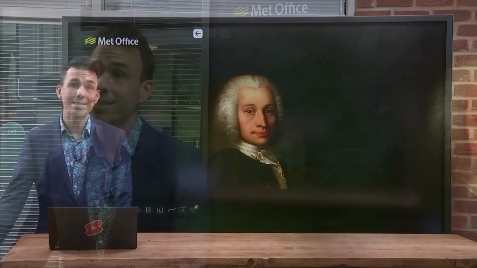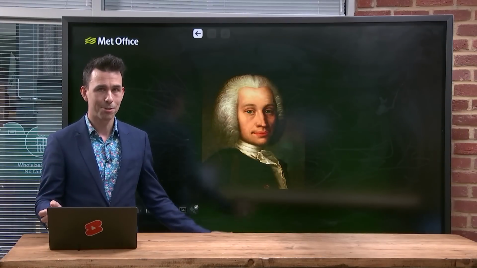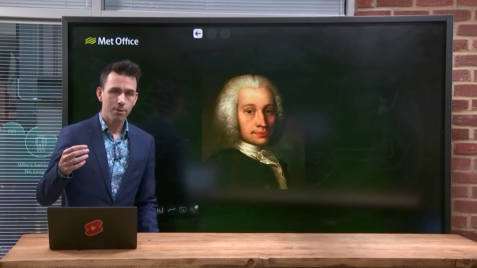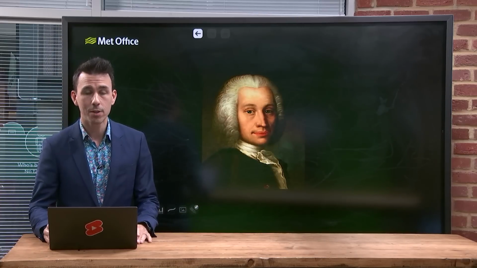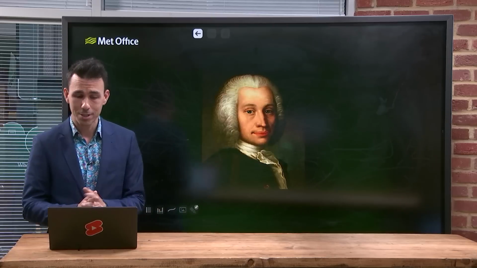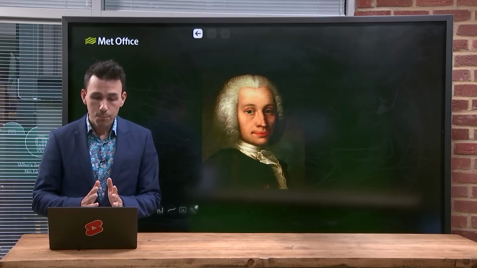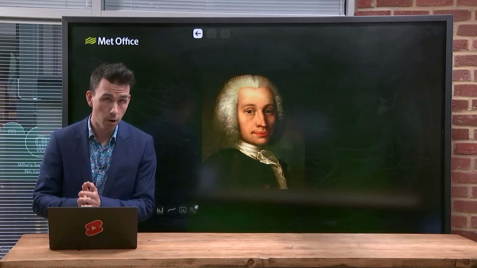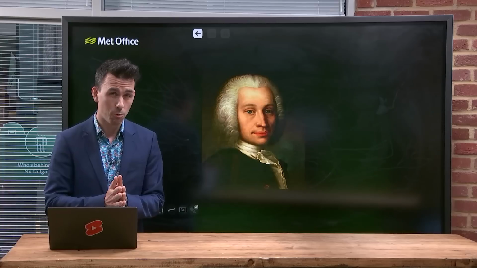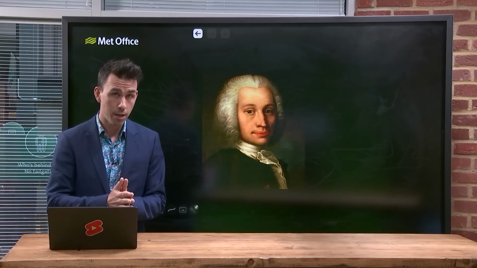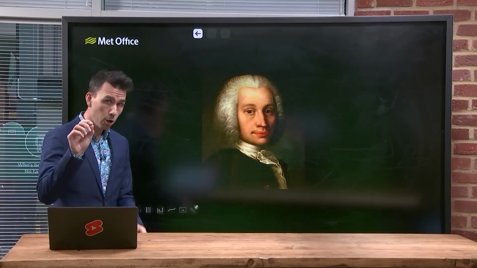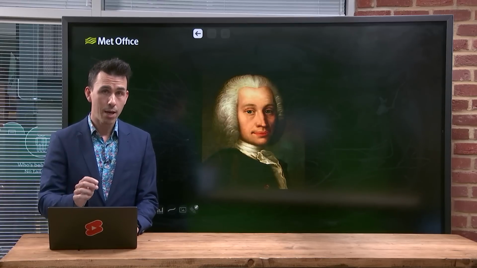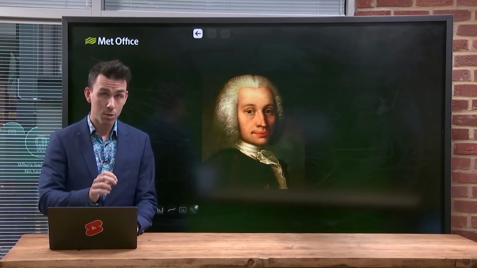Now, this is Anders Celsius. So we're getting on to the beginnings of what most of us use today. Swedish astronomer. A lot of astronomers actually involved in devising these temperature scales. He set the boiling point of water to 0 on his scale and the freezing point of water, or the melting point of water, to 100. I've not made a mistake there. You've not heard me incorrectly. The boiling point of water was 0 and the freezing or melting point of water was set to 100.